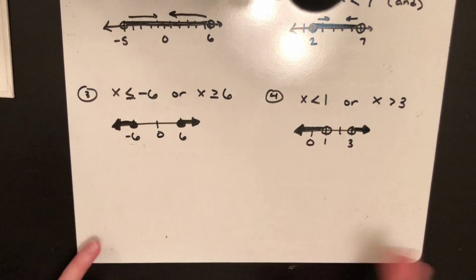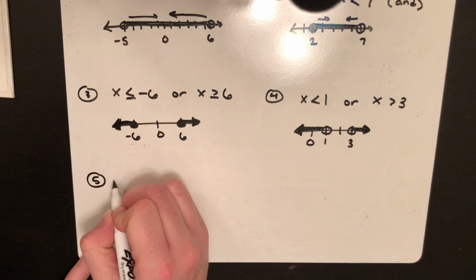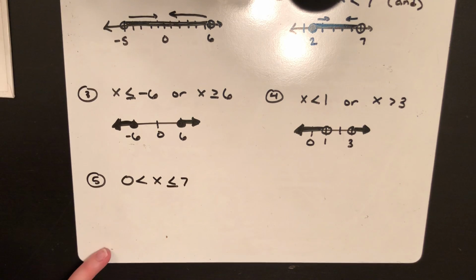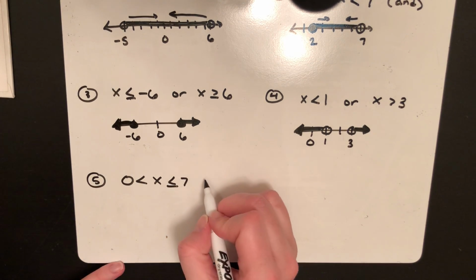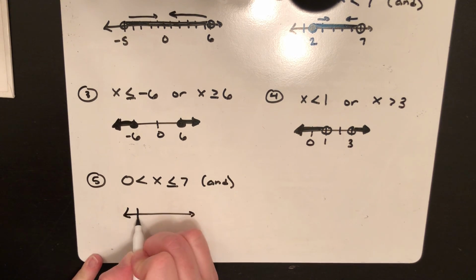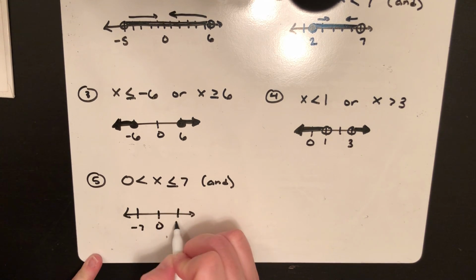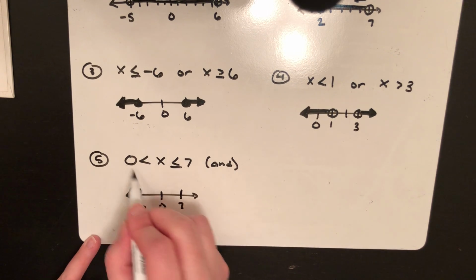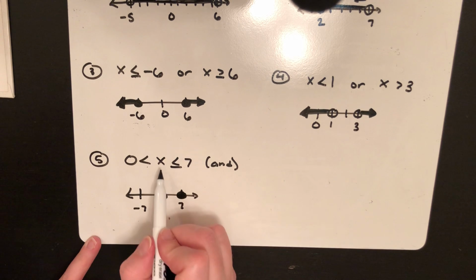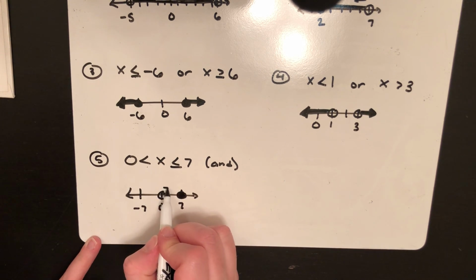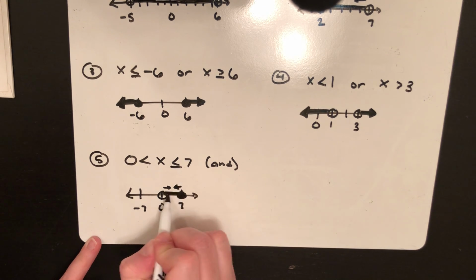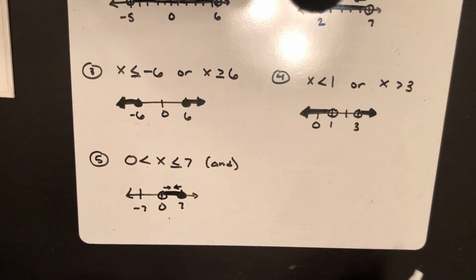And my last question here. 0 is less than x, which is less than or equal to 7. This is going to be an "and." So we can do negative 7, 0, 7. I have an open circle at 0 and a closed circle at 7. I want x to be greater than 0, so I'm going to shade this way. I want x to be less than or equal to 7, so I'm going to shade in between my circles.